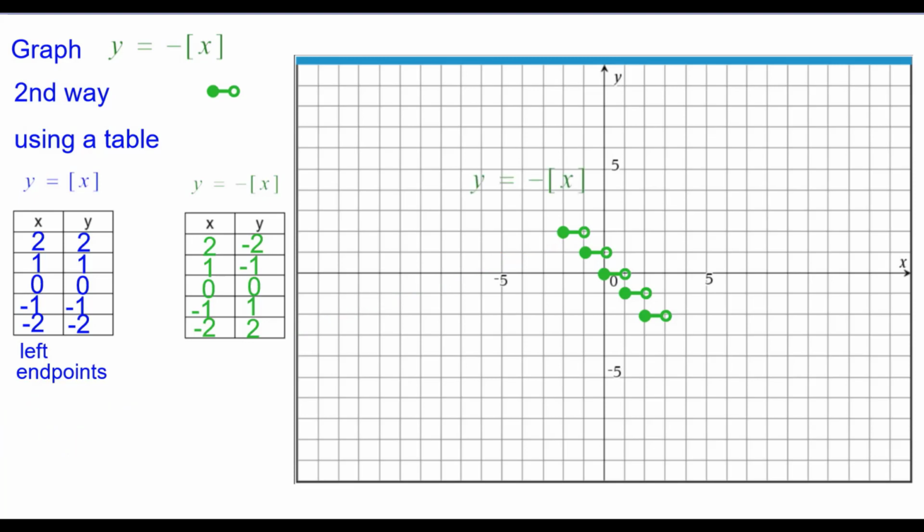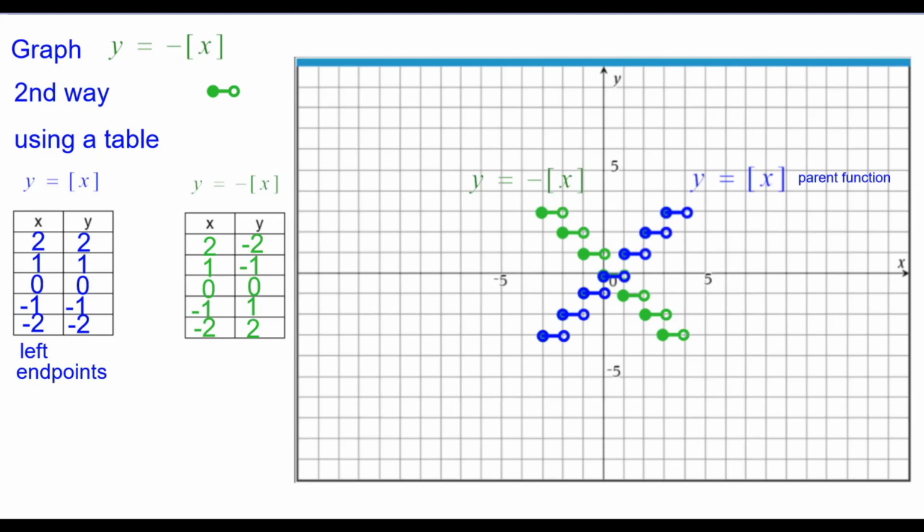So this is the graph of y equals the opposite of the greatest integer of x. Comparing that to the parent function, we can again see that these are reflections about the x-axis.